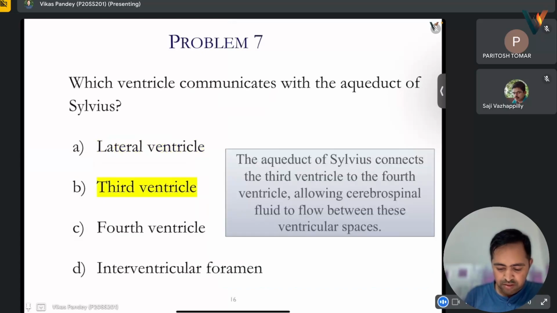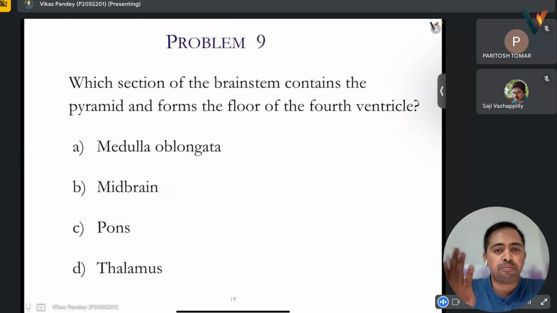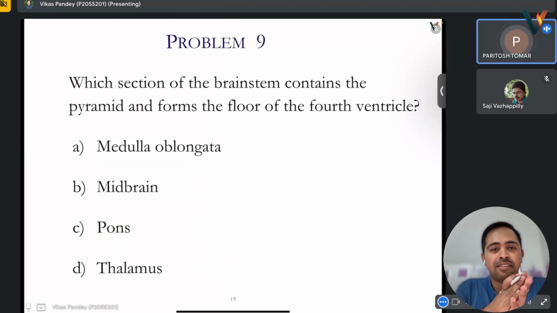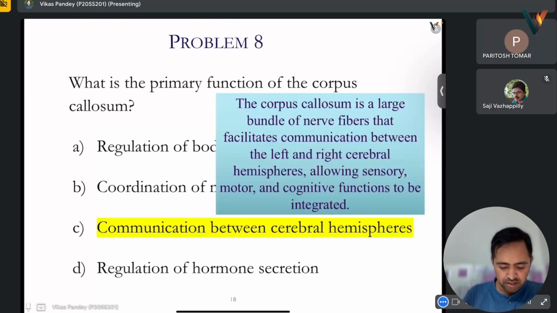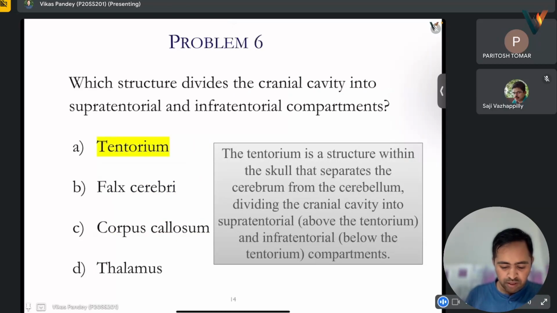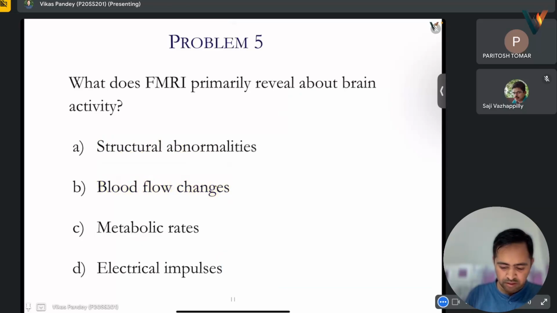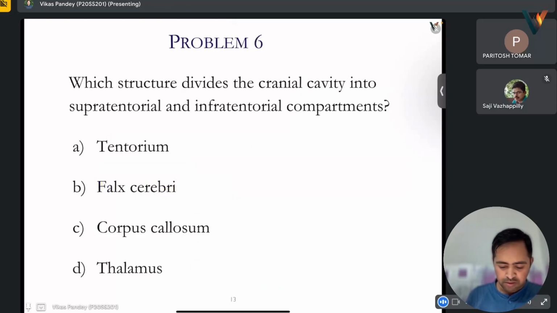Okay, again, let's go to some anatomy. Yeah, so we can discuss some anatomy part. Fine. All those questions are related to anatomy only, no? Yeah, these are also related to anatomy. This was MRI, right? Yeah, this we can discuss, fine.